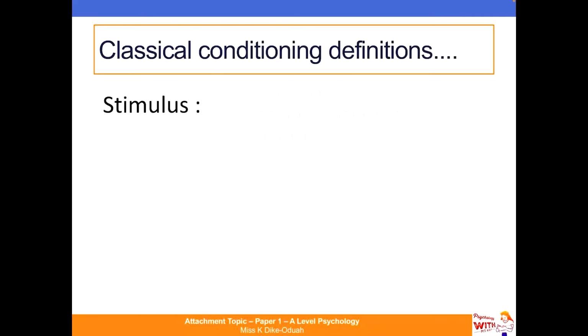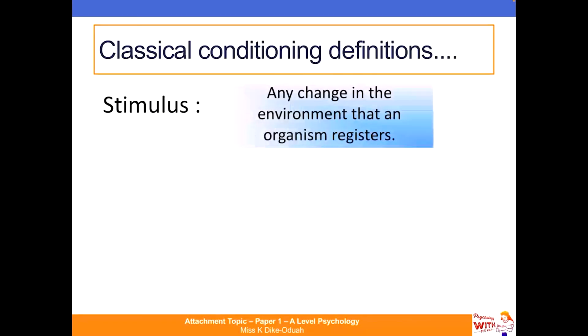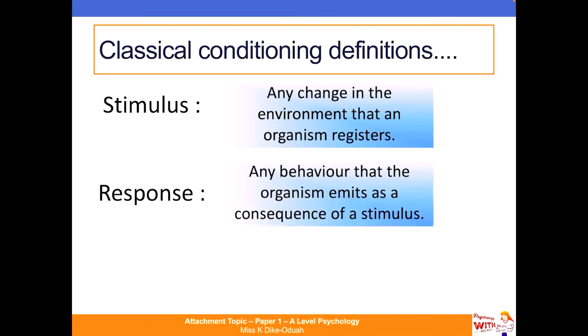So just a few key words for classical conditioning in psychology. A stimulus is any change in the environment that an organism registers. So for example, if wherever you are right now, one of your siblings or your mum or your dad just came and pinched you, that would be a stimulus in your environment, and you certainly would register that. So you might respond to it by saying, ow. Your response is any behavior that the organism emits as a consequence of a stimulus.